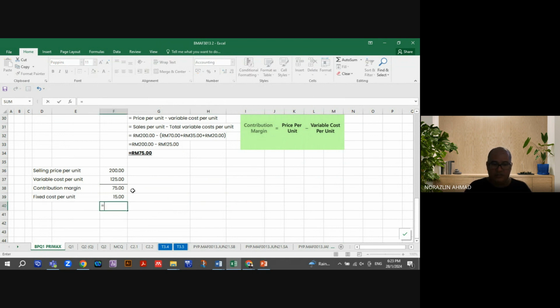After fixed cost, this one minus this one, you get net contribution margin. Our contribution margin, this one, you get net profit, for example. Net profit.